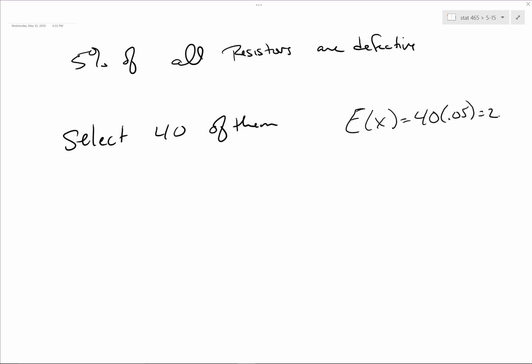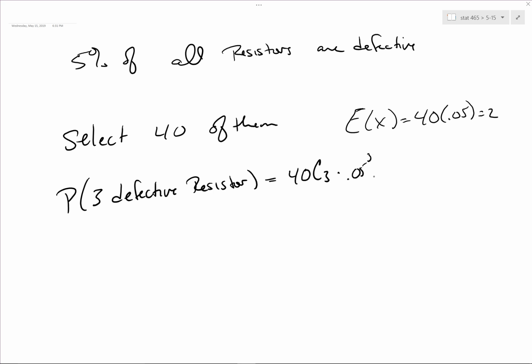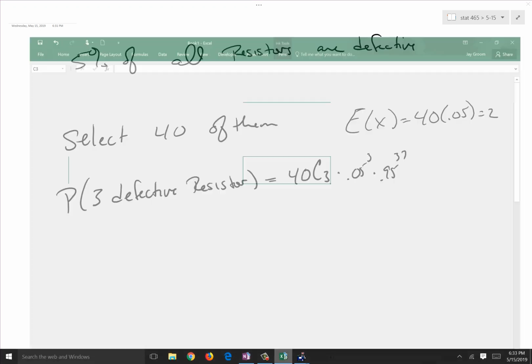Now, if I did this, what is the probability that I get 3 defective resistors? Okay, let's find that out. If you were doing it the hard way by hand, it would be 40 choose 3, times 0.05 to the 3, times the rest of it to the 37 power, because that's the rest of them. I don't need you to do it that way. What I need you to do is find the answer.